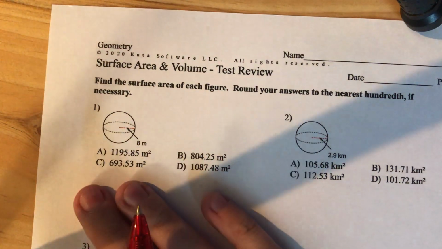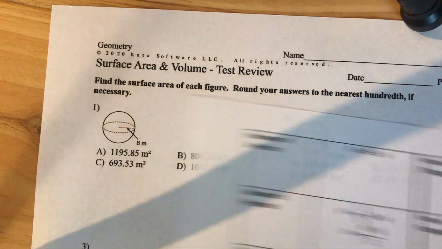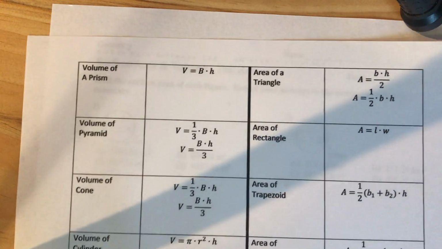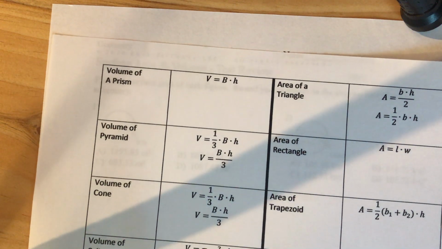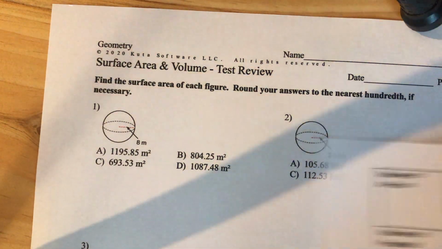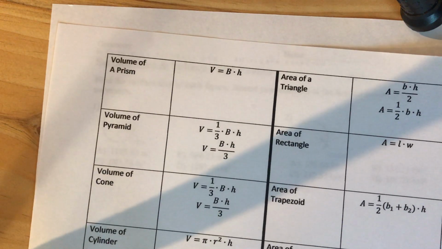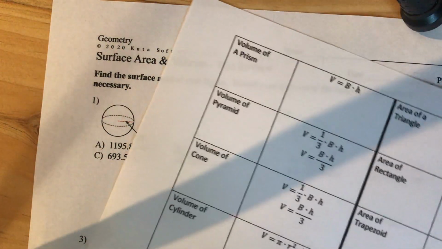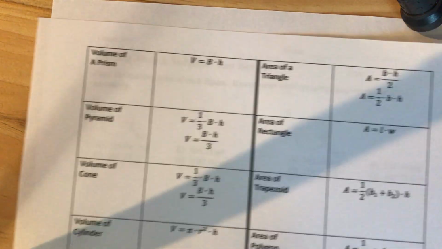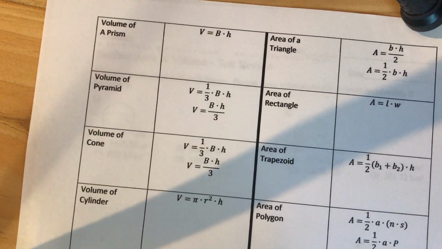So this is a sphere, and I will go ahead and have your formula sheet out or on your computer just so you can reference it while we're walking through this review, or while you're even doing the review. That way you can know where all the formulas are. I'm not going to be pulling this up over and over again, but just know this is where I'm getting the formulas from, and you can use this on your test.